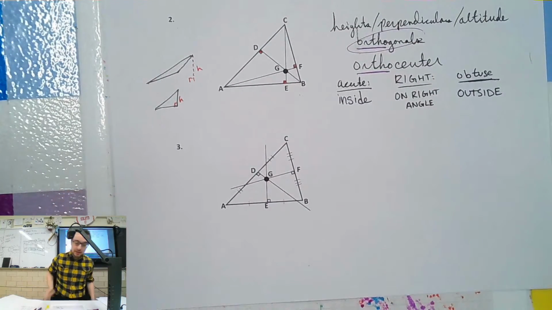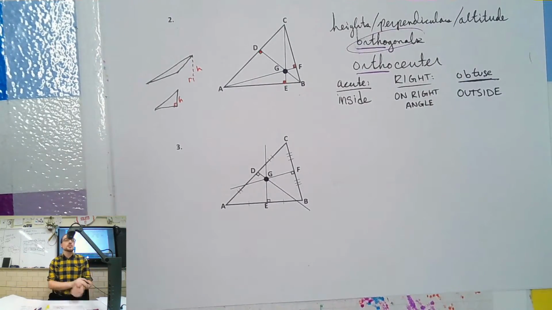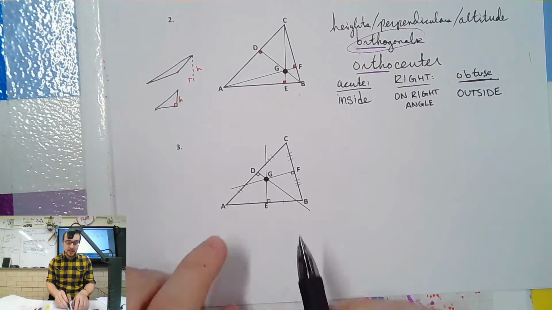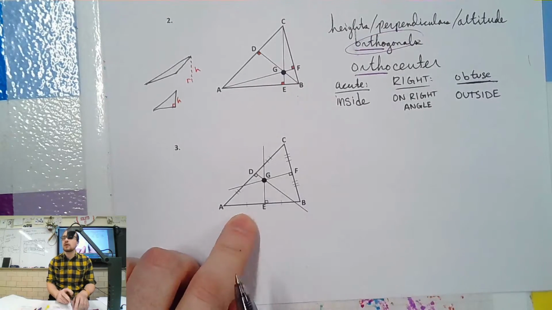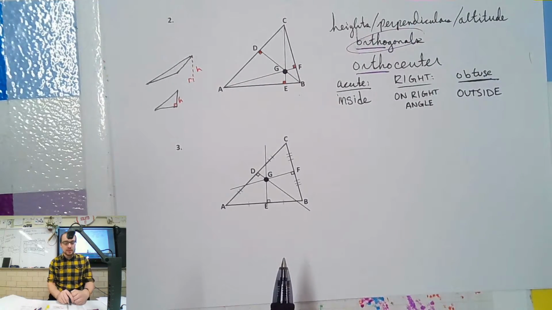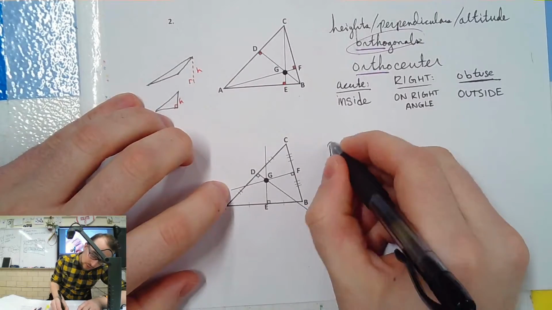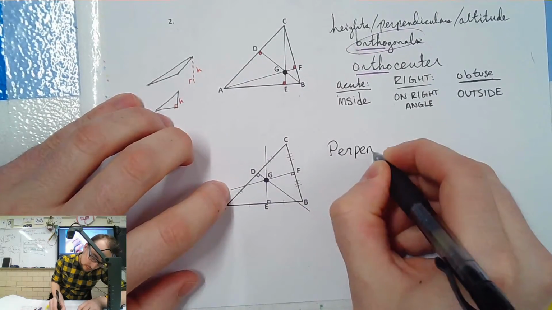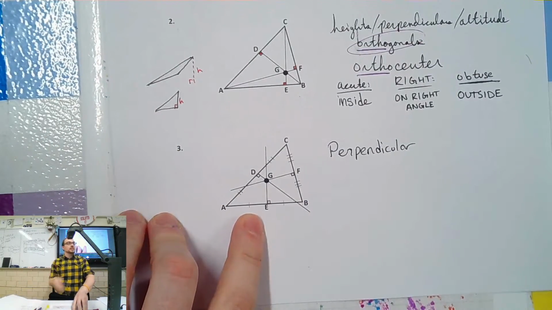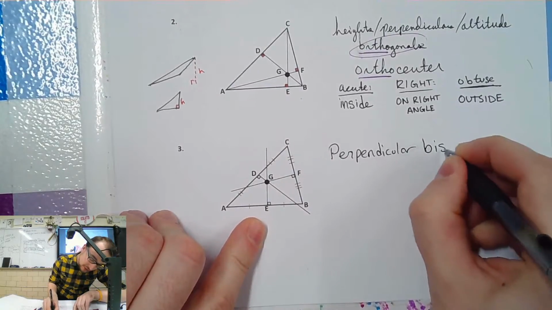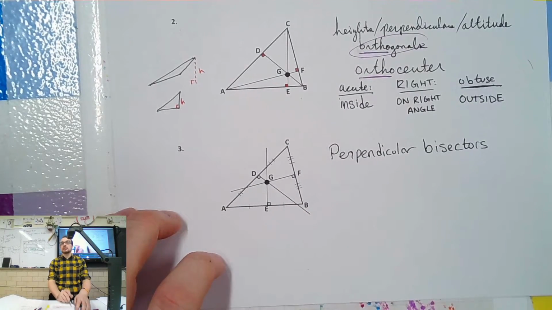Number 3. Woo! We got a lot of information here. First of all these lines are 90s, right? So we're talking perpendiculars. Not only are they 90 degrees, but what do we know about point E, point D, and point F? What kind of points are those? Midpoints, right? So we got midpoints and perpendiculars. And they bisect the other side, right? That's what a midpoint is. It cuts it in 2 equal pieces. So perpendicular bisectors. Big word, it means 90 degree cuts in half.